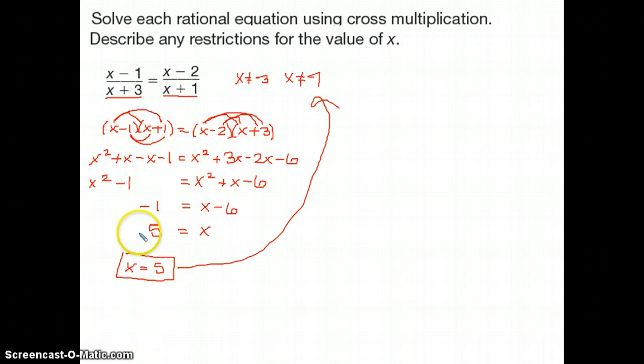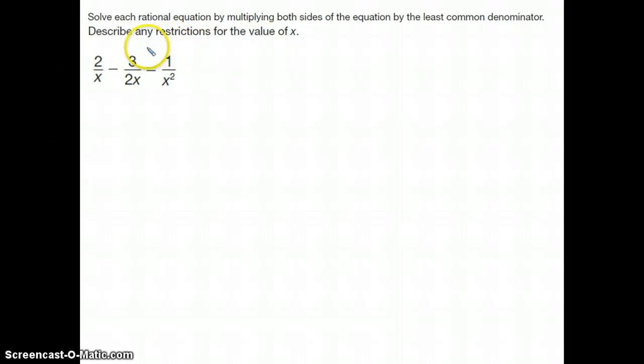The next method that we're going to use is our least common denominator method. And that's typically used when you don't just have one fraction equaling another. There's multiple fractions on a side, or you have multiple factors in a denominator.